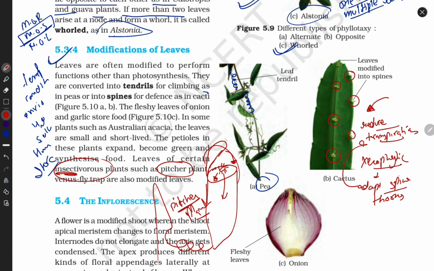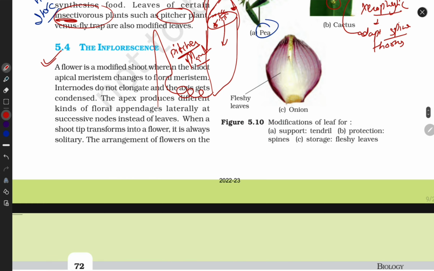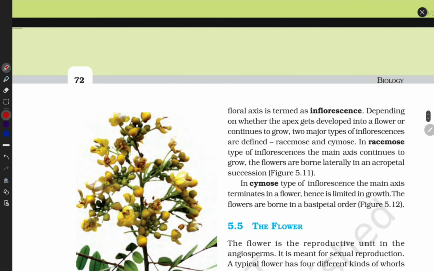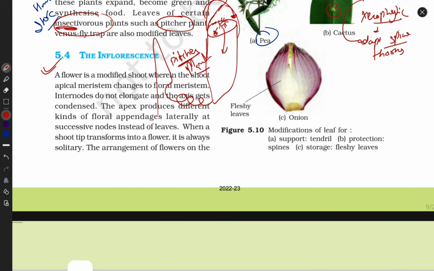Now, guys, that's all for now. Today we discussed leaf, their venation, their phyllotaxy, and modification of leaves. In our next video, we will discuss the inflorescence: how flowers are arranged, which kind of pattern. Okay, guys, now let's study in the next video.